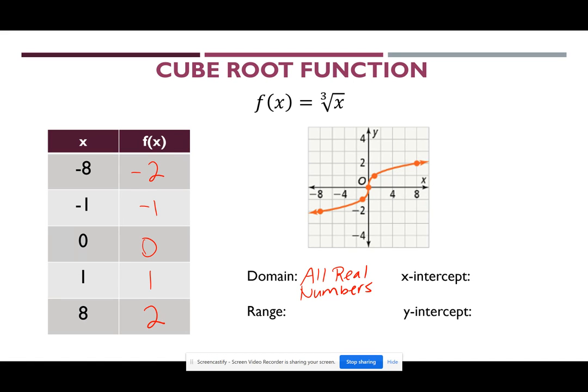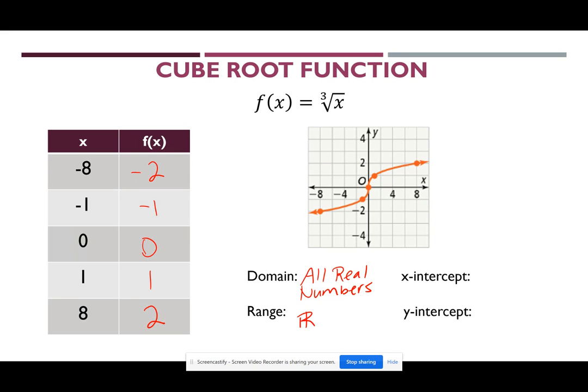Our range is up and down. So the lowest our graph is going to go because of that arrow is -infinity. It's going to go down forever. It's going to go up forever as well because the arrow goes to the right and up. So again, it's all real numbers. So you can write all real numbers, or you can write the symbol for all real numbers that looks like that.